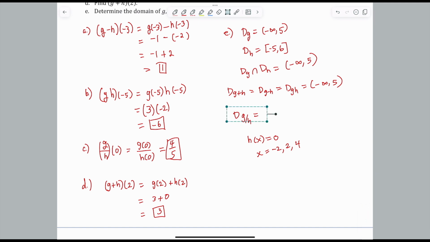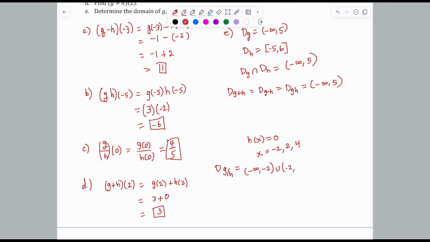I'm going to transfer this down here just a tad so I can write this interval. It's going to be a long interval. We would have (-infinity, -2) union (-2, 2) union (2, 4) union (4, 5). We stop at 5 because we're breaking up the interval of -infinity to 5, and we're excluding the values -2, 2, and 4 from this interval. All right, that's it for this video.